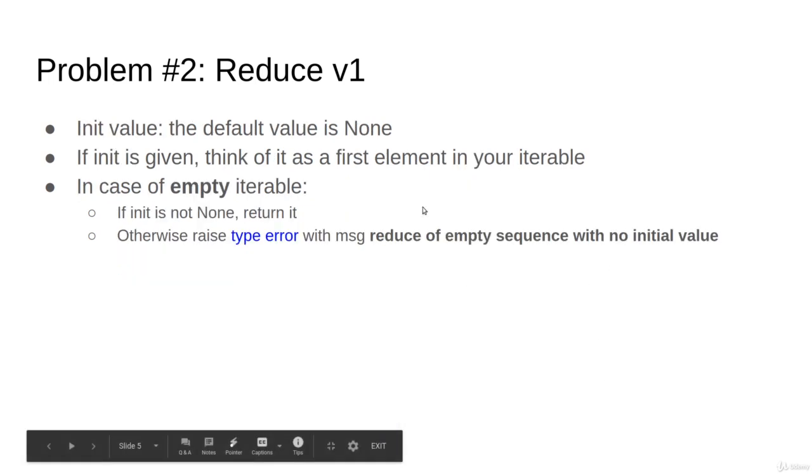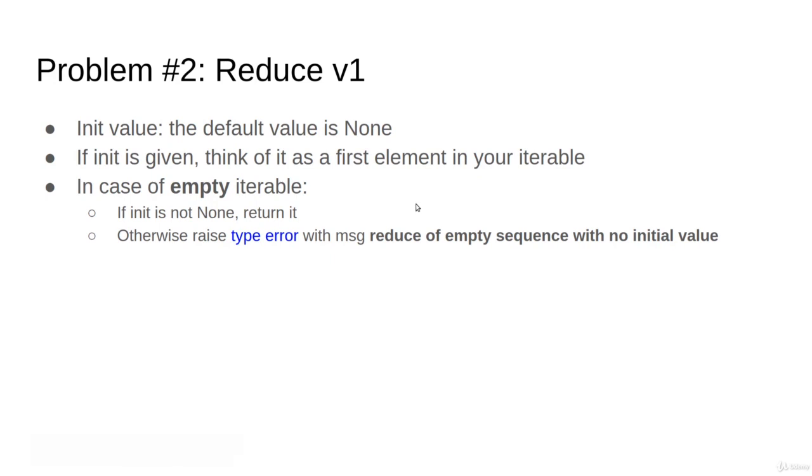If the iterable is empty, there are two cases. The first case is that init itself isn't None, then you return it. So if the iterable is an empty list, but you have an init value of 7, then you return the 7. If the iterable is empty and the init is None, then we have nothing to do. This is weird logic, so we'll raise a TypeError, and the message will be: reduce of empty sequence with no initial value.